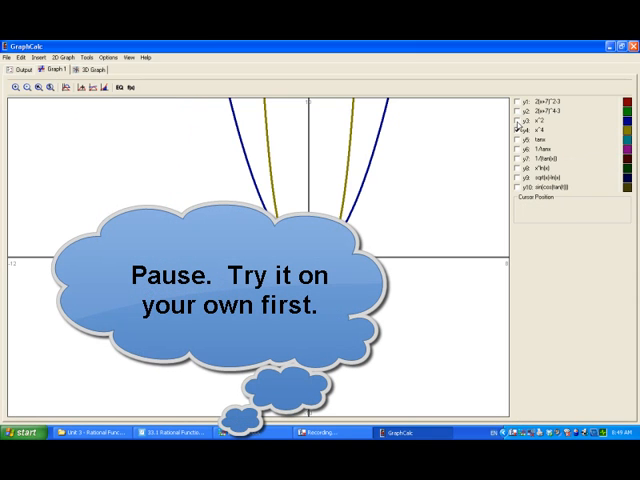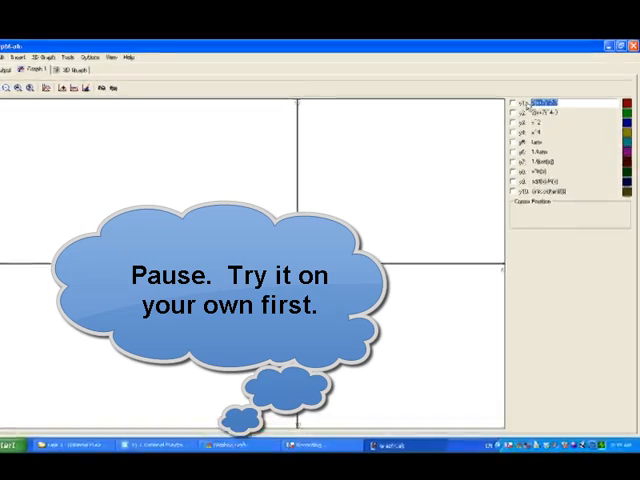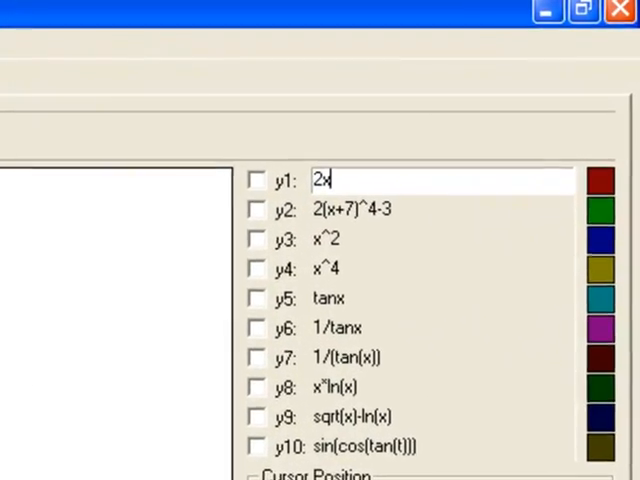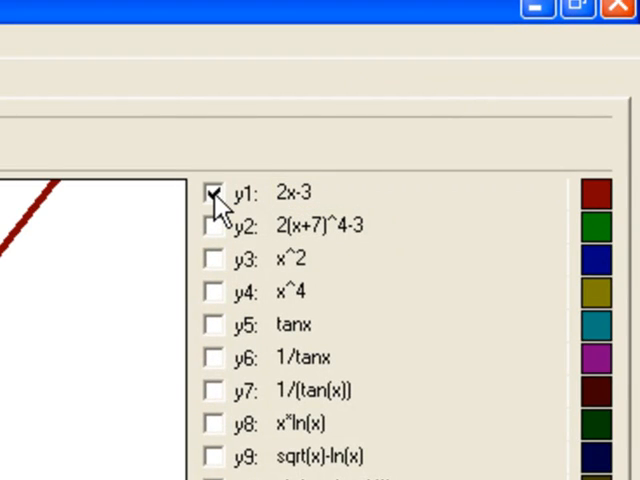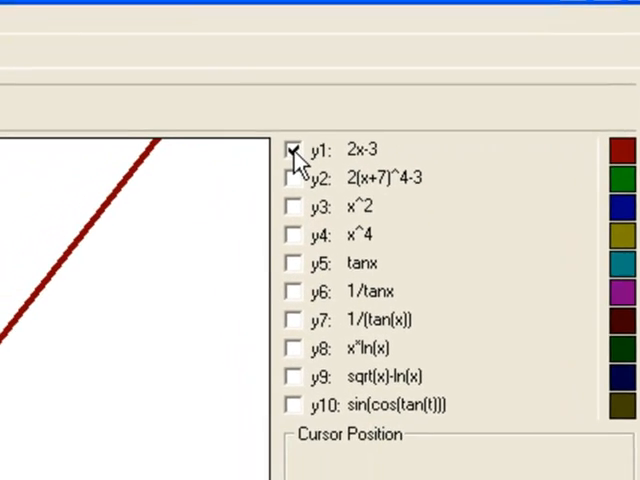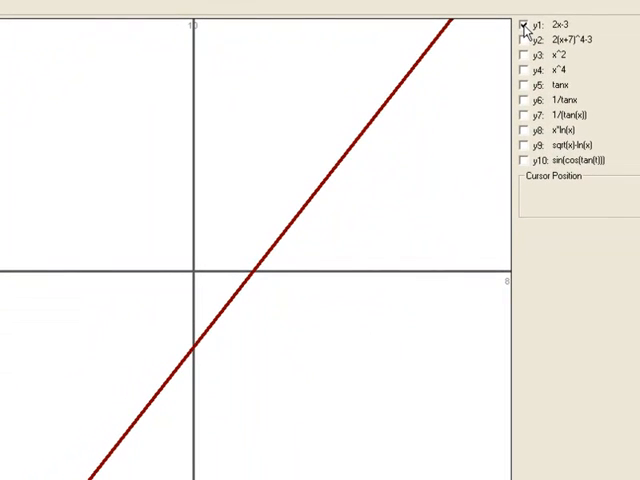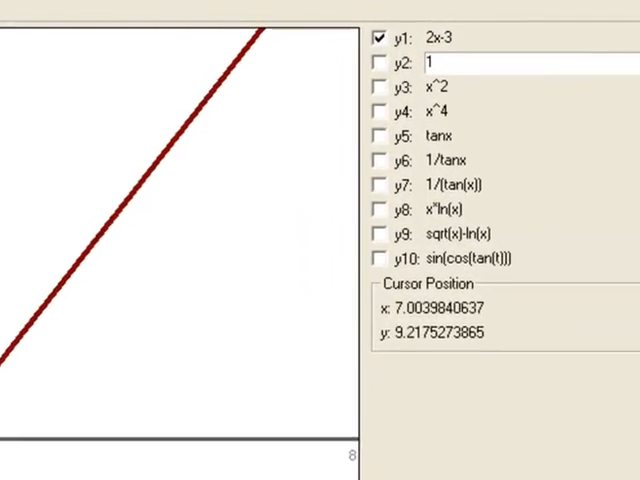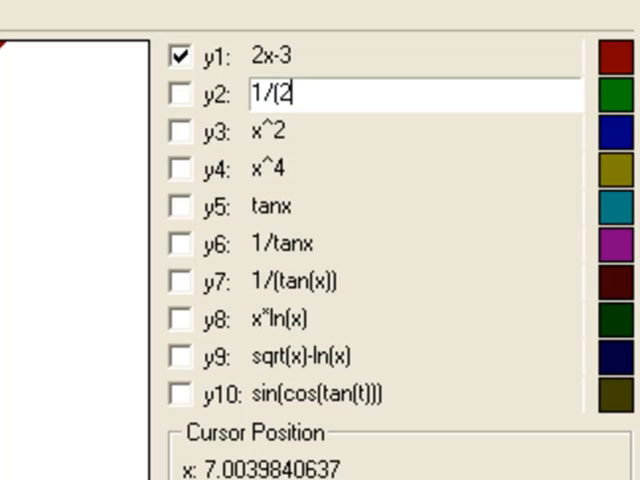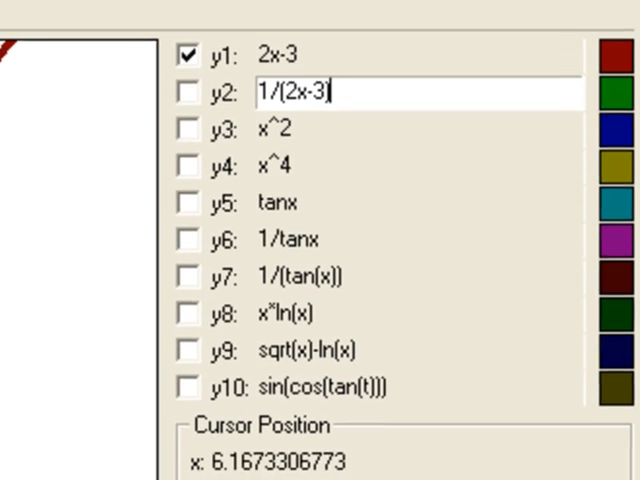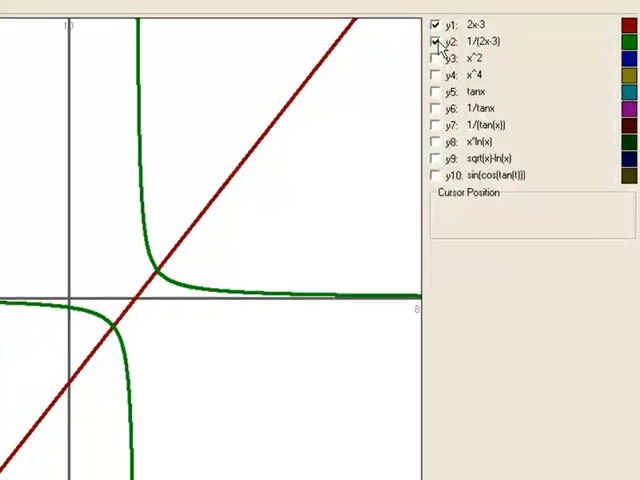And I'm going to use the program GraphCalc to graph this quickly. I started with the linear function y equals 2x minus 3, and there you can see it in red. Straight line has a slope of 2, and it has a y-intercept of around -3. And I can also graph the reciprocal of this function, 1 divided by 2x minus 3. This is going to look a little bit different.